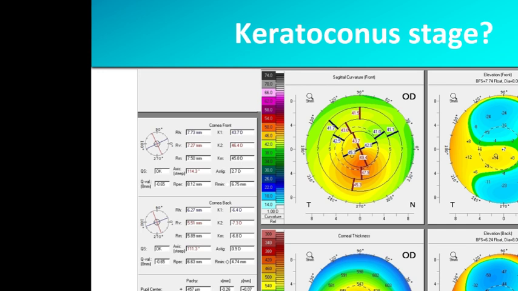Okay. Now, is the irregularity central, paracentral, or peripheral? Paracentral. Very good. Okay. If it is paracentral, does it affect night vision, day vision, or both?